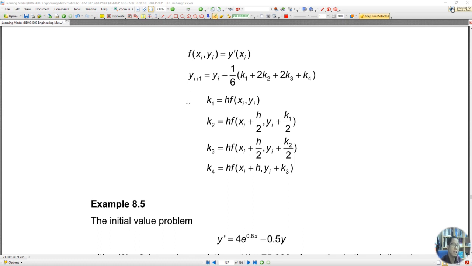It is slightly lengthier than before. So we have this equation, based on the question given, and then the second formula is to identify the next value of y, by adding y_i plus 1/6 of the summation of k1 plus 2 times k2 plus 2 times k3 plus k4.